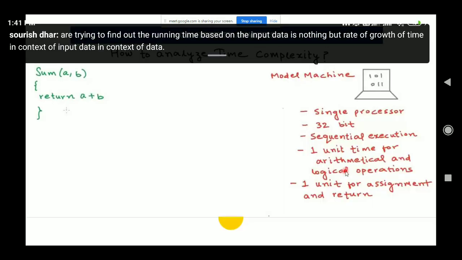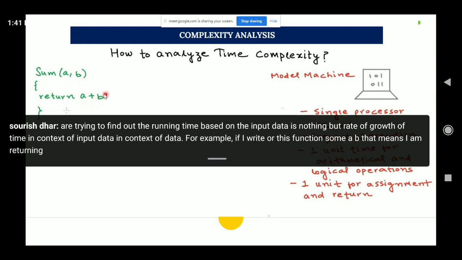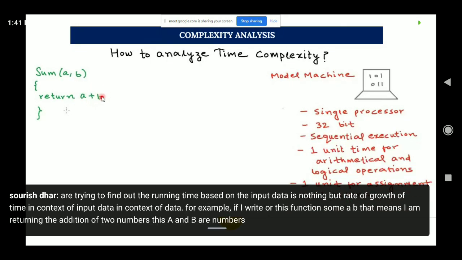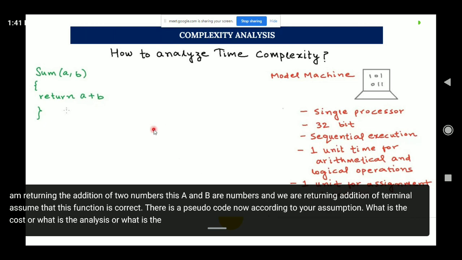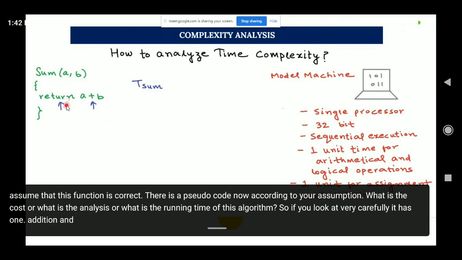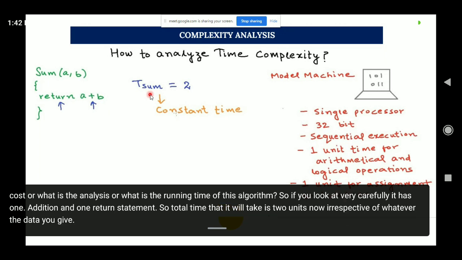For example, if I write this function sum(a, b), I am returning the addition of two numbers. This a and b are numbers, and we are returning their addition. Assume that this function is correct, and this is pseudocode. Now, according to your assumption, what is the running time of this algorithm? If you look very carefully, it has one addition and one return statement. So the total time it will take is 2 units. Irrespective of whatever data you give, are you getting the point here?